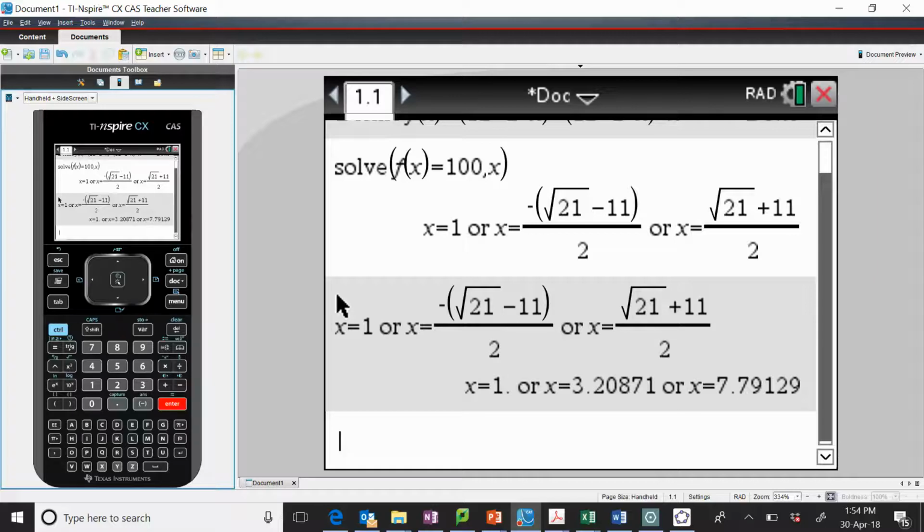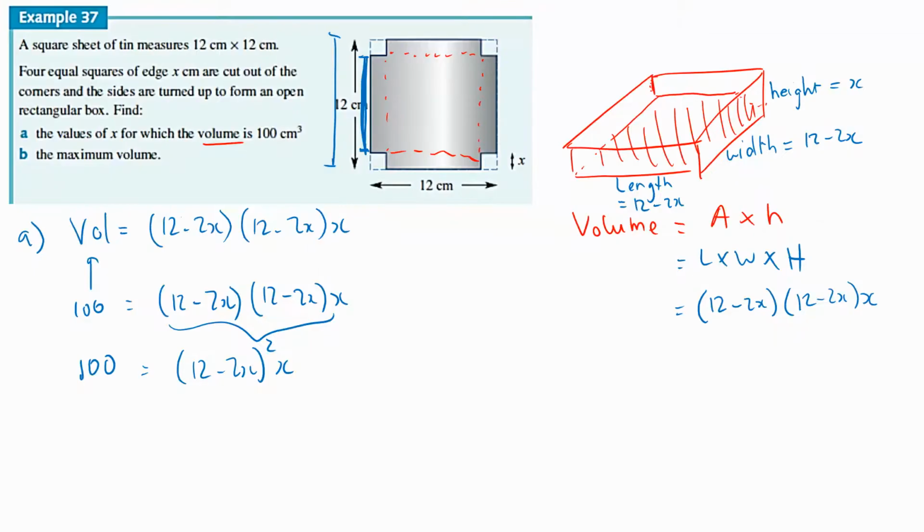How do we go with that? Was it all right? Yeah? Cool. All right, last question. B. It says find the maximum volume. How do you find the maximum volume?